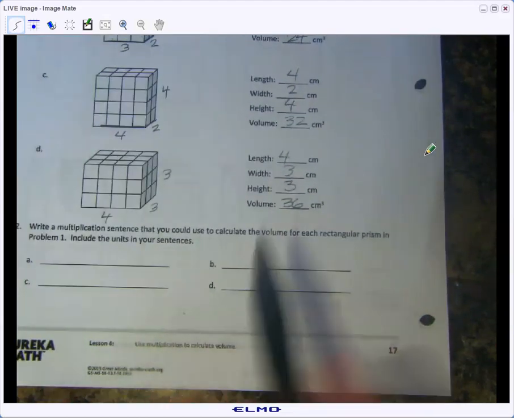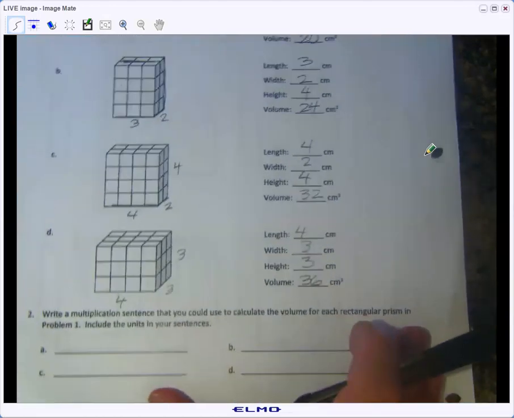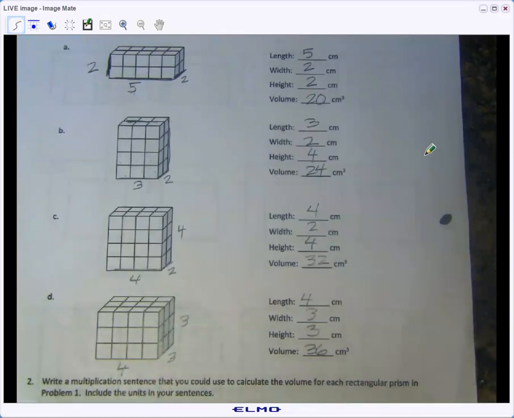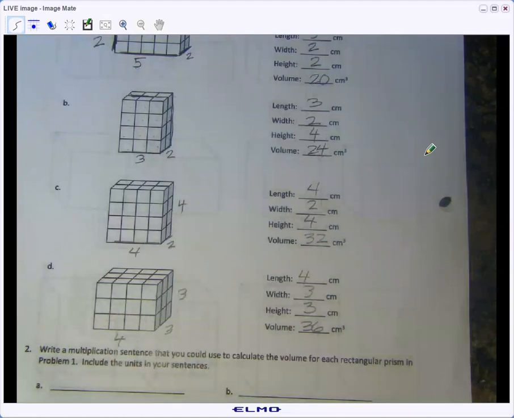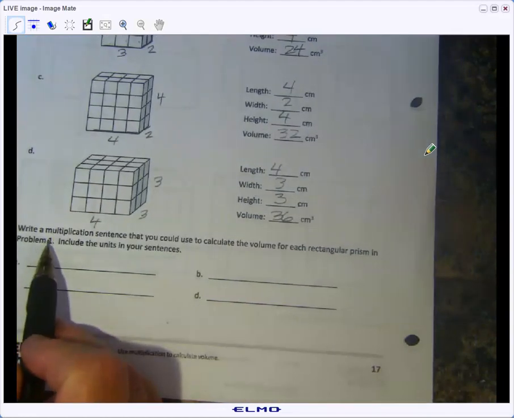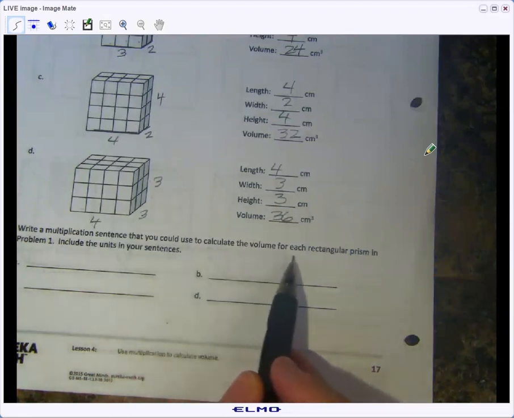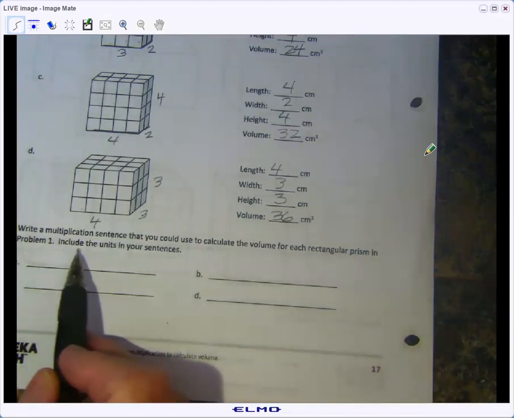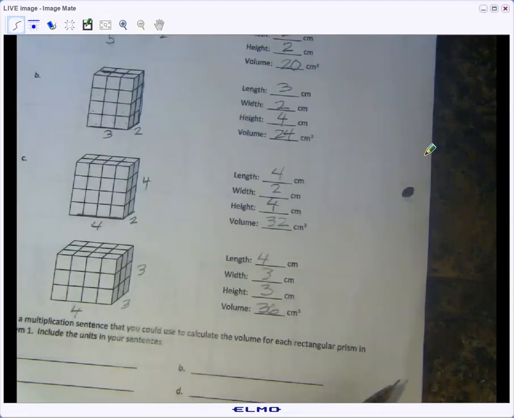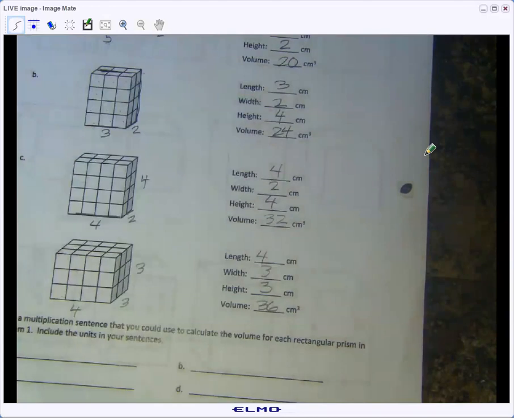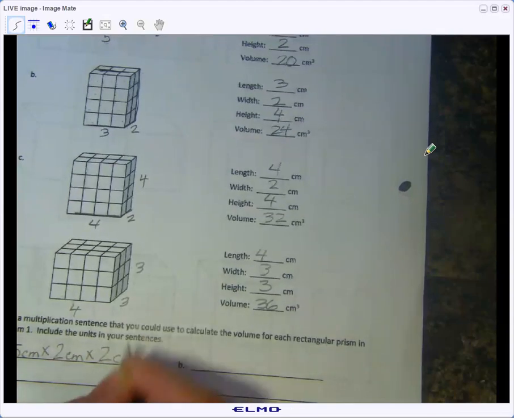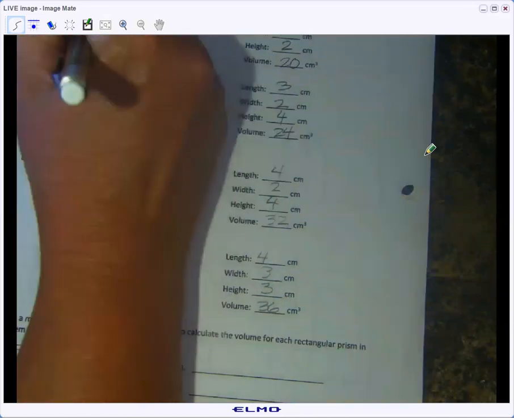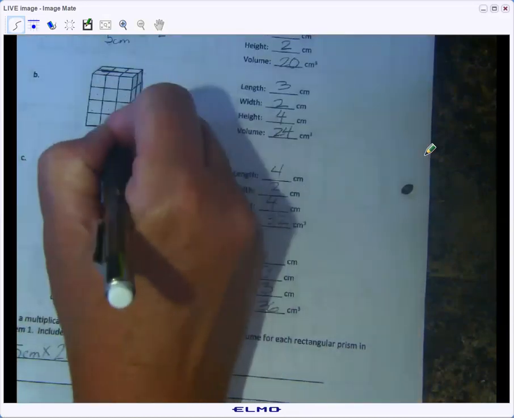Okay, now maybe you're already catching on to a quick way to find the volume when we don't have all these cubes easily visible for us to count. This is asking us to write a multiplication sentence that you could use to calculate the volume for each rectangular prism in problem 1. Include the units in your sentences. So our multiplication sentence for A would be 5 centimeters times 2 centimeters times 2 centimeters. Okay, because when we wrote down, these are in centimeters, right?